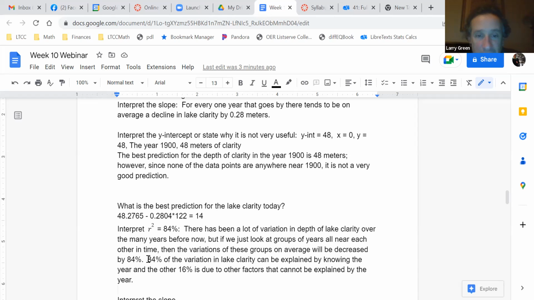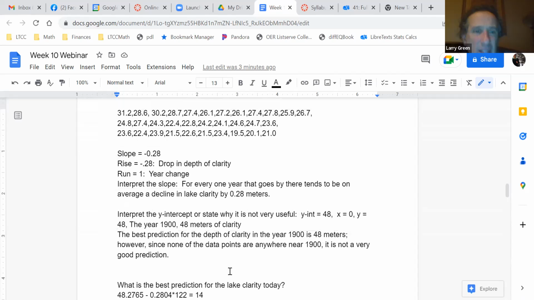So 84% of the variation can be explained by knowing what year it is. And that's most of it. But then some of it is due to other things like weather, like whether you're in a drought year or a heavy precip year, which is the main thing. Any questions on that?